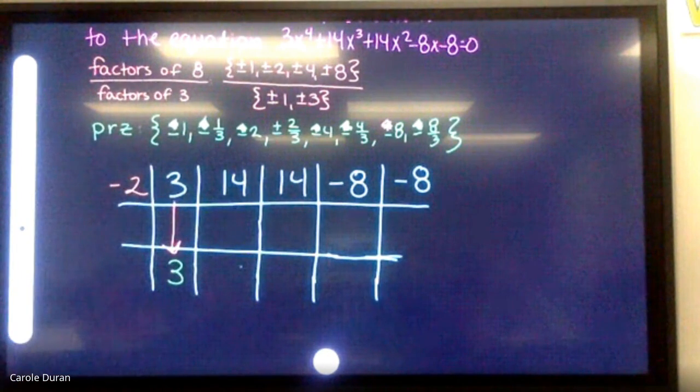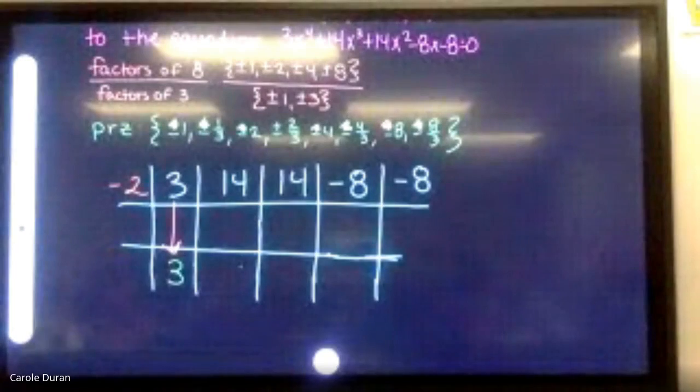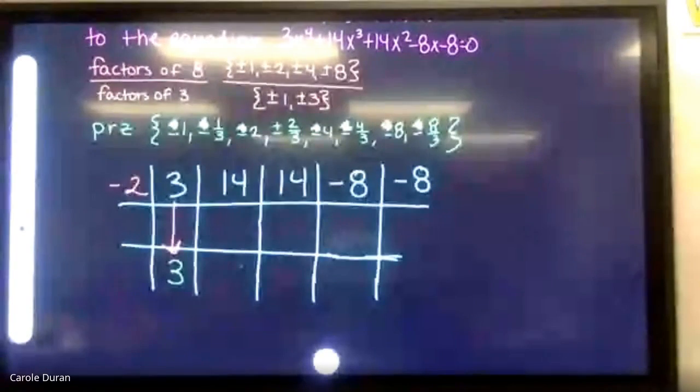If I test a negative and I come out with alternating signs, that negative is a lower bound, which means I can eliminate anything smaller than it. Okay, so keep that in mind.